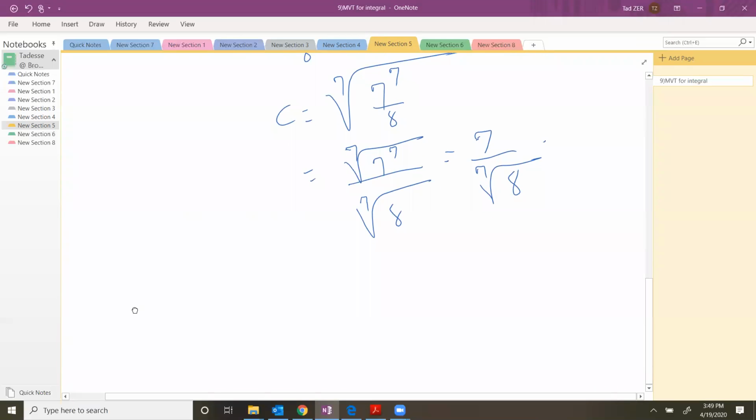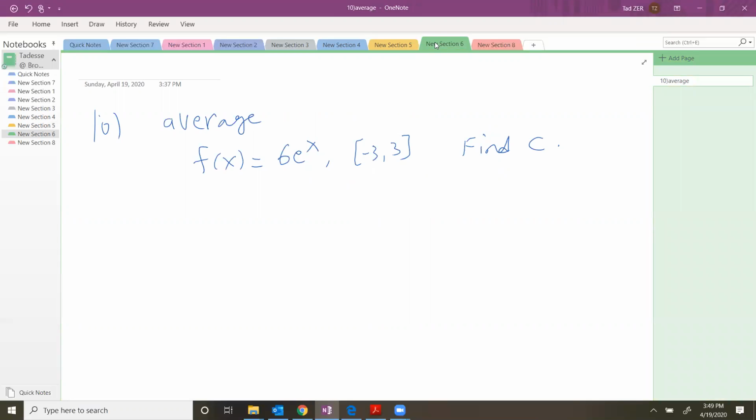Okay. Let's see the next example. As I said, I'm going to show you the average value. So the next example says, find the average value of f of x equal to 6 e to the x on the interval negative 3 to 3. And then find the c or the x, it doesn't matter which, where the value of the function equals the average value.